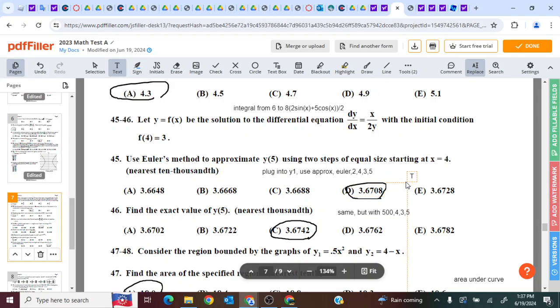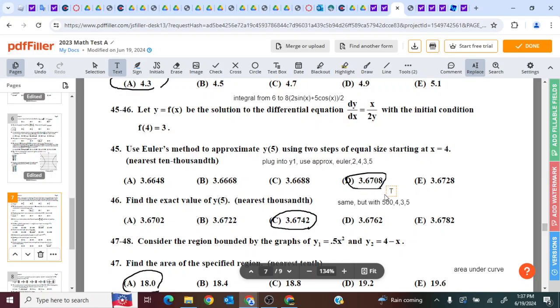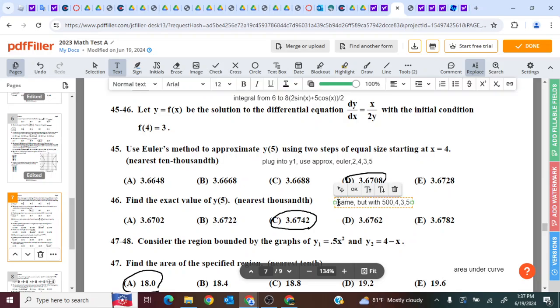46, find the exact value of that equation. Well, we could actually solve it, or we could use the same approximation method, but just have 500 steps. So the error is basically 0. And if you do that, your calculator within around 5 to 10 seconds should spit out 3.6742.